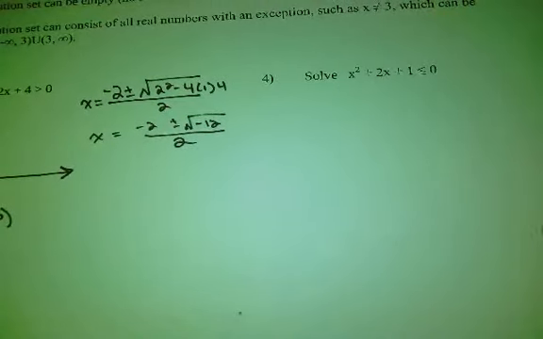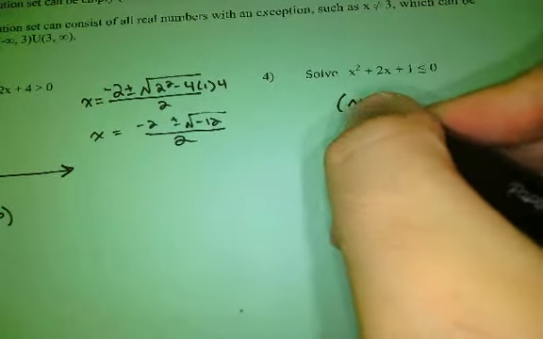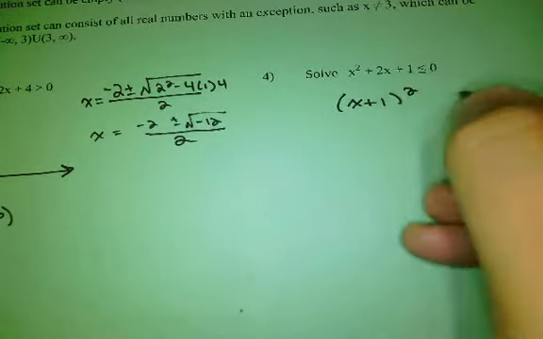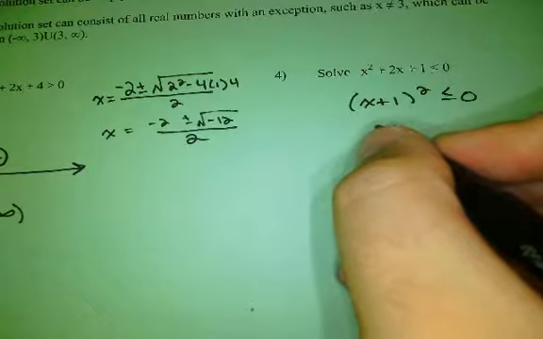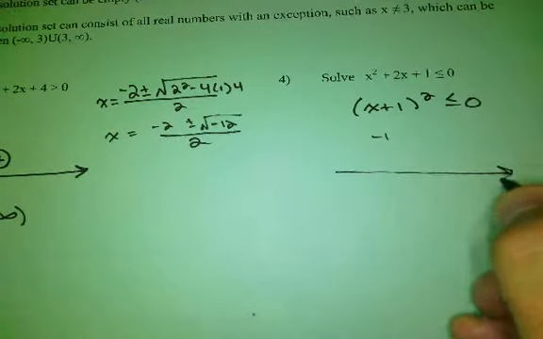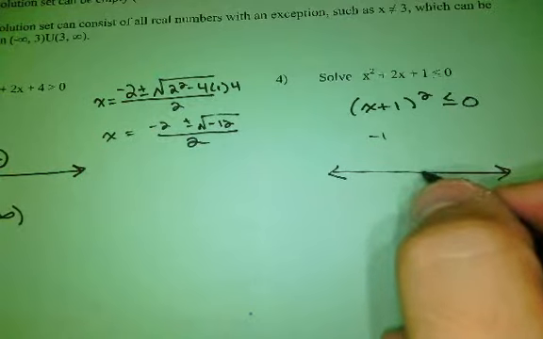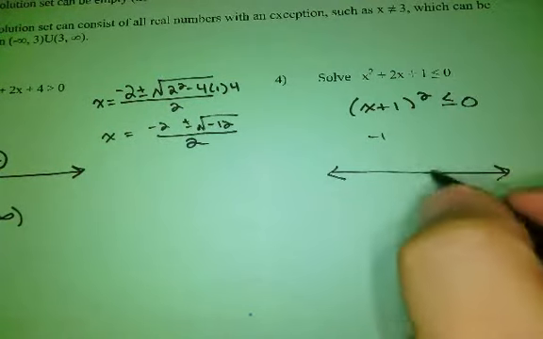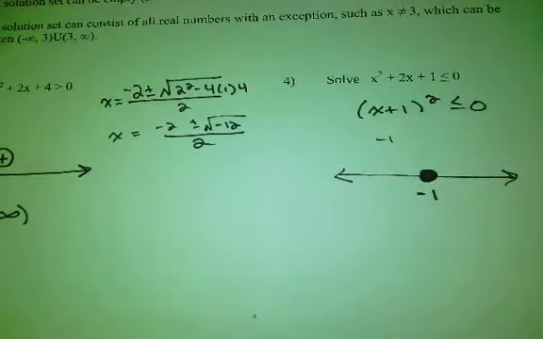Let's go ahead and do number 4 real quick. Does this one factor? This one does. This one factors how? So it's x plus 1 squared. So this one's going to bounce where? At -1. And this is a solid or an open? Solid. It's a solid at -1.